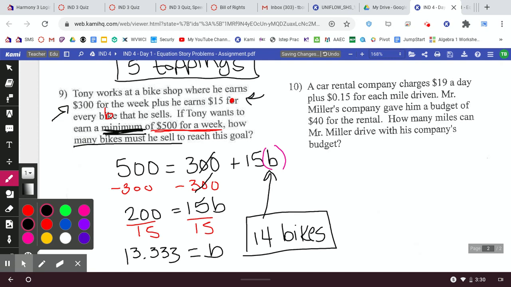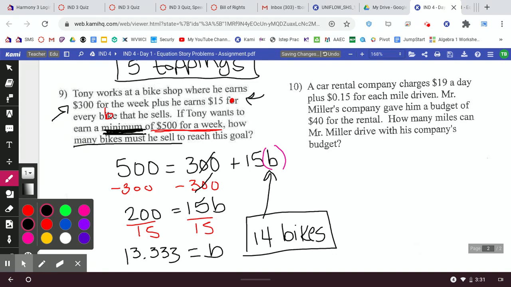So when you get a fraction like this, a money fraction isn't so bad. But when you get a fraction on a bike or on a topping or something like that, you have to think, should you round up or down? And it depends on how the question is worded. Do you want to earn more than 500 or less than 500? And so we knew if we did 13 bikes, that'd be less than 500. So we rounded up to 14 bikes to make it to where we would make it over that 500.